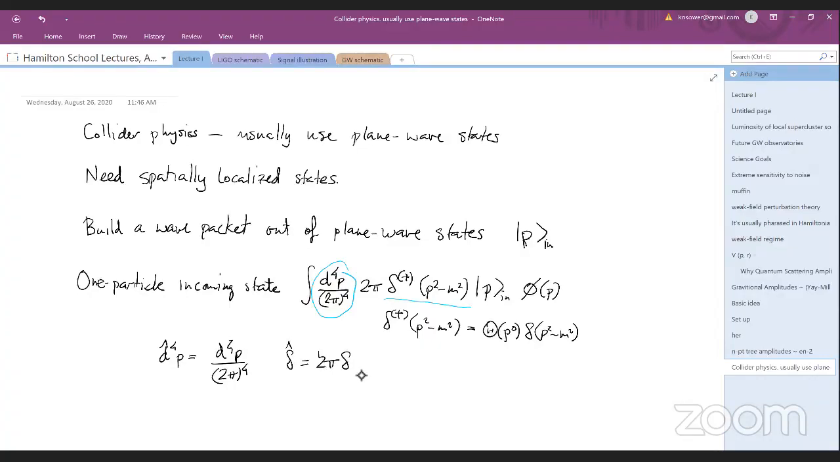And then we can write our incoming state in a visually a little bit cleaner form.